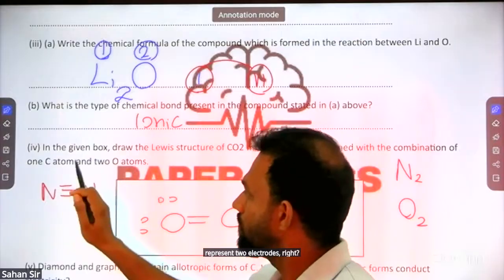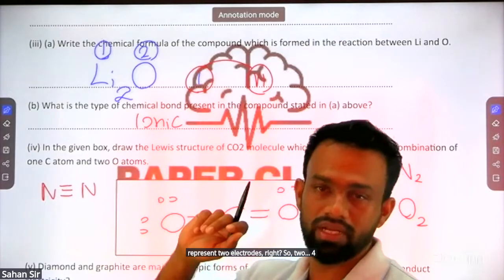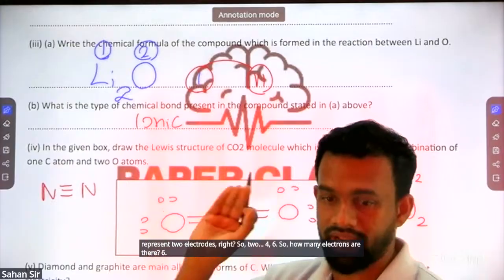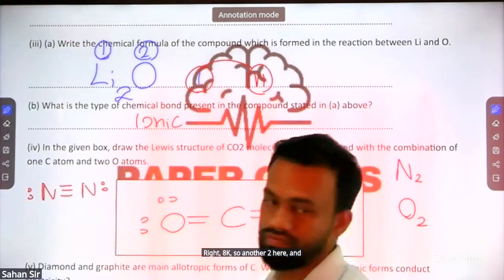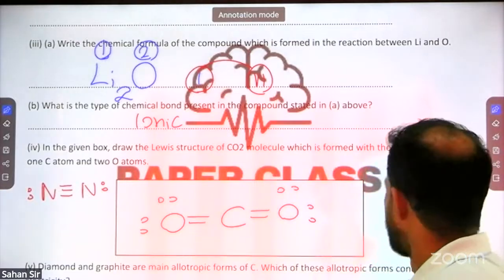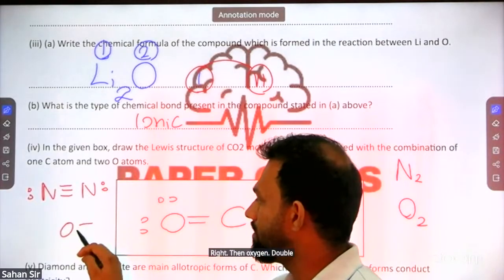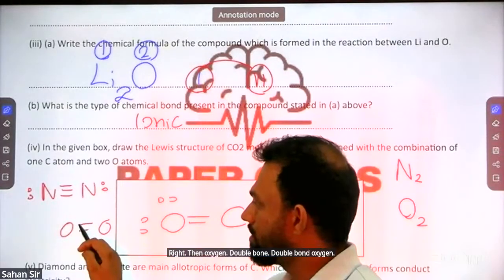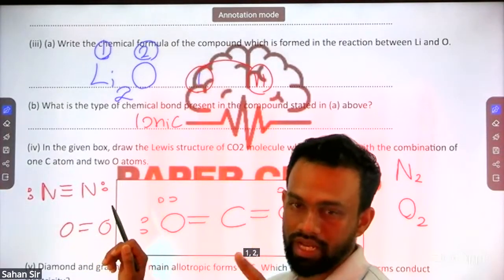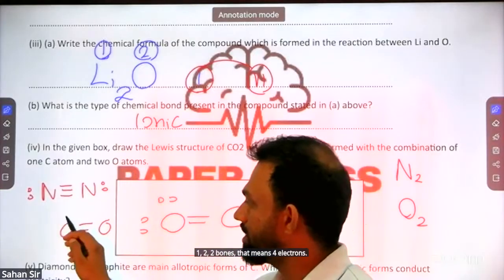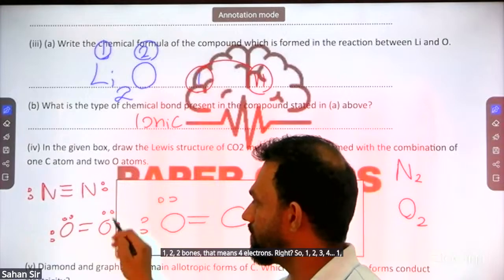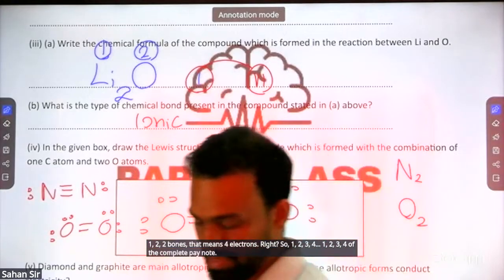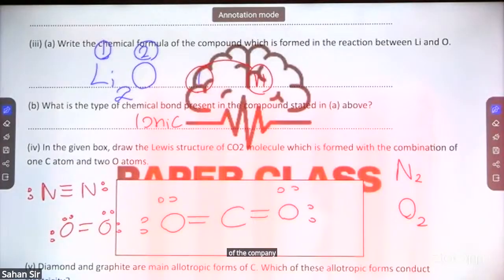So 2, 4, 6. So how many electrons are there? 6. Right, 8 is needed. So another 2 here and here also 2. Then oxygen, double bond, 2 bonds, that means 4 electrons, right? So 1, 2, 3, 4, 1, 2, 3, 4. Octet complete. Right. Is it clear?